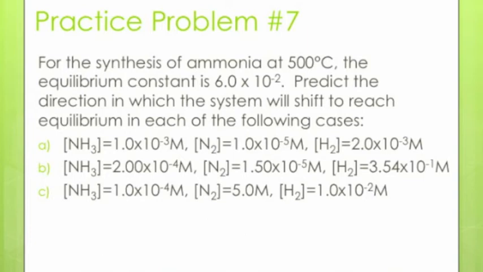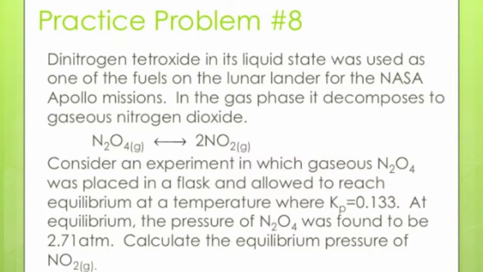For part B, you should get a Q of 6.01 times 10 to the negative 2nd, which is very close to the value of K. This reaction, part B, is at equilibrium. For part C, you should get a Q of 2.0 times 10 to the negative 3rd, which is lower than our equilibrium constant. This reaction is too reactant-heavy and must produce more products to reach equilibrium. This reaction will shift right towards equilibrium.